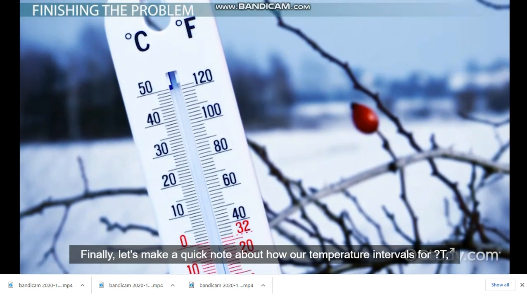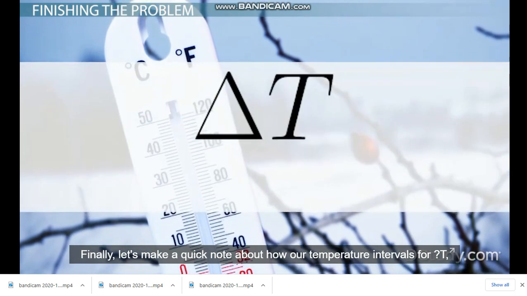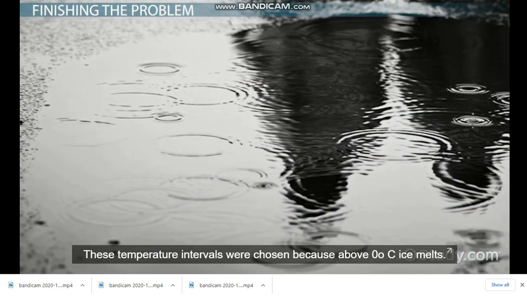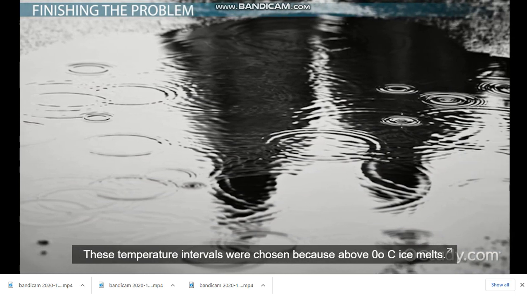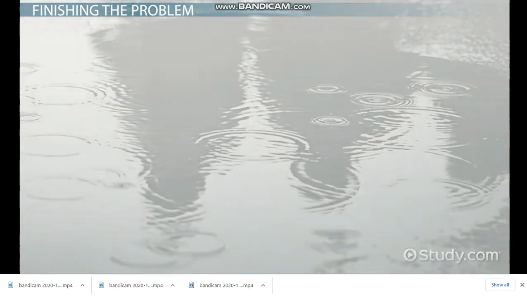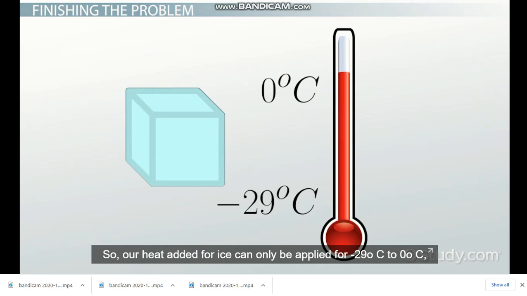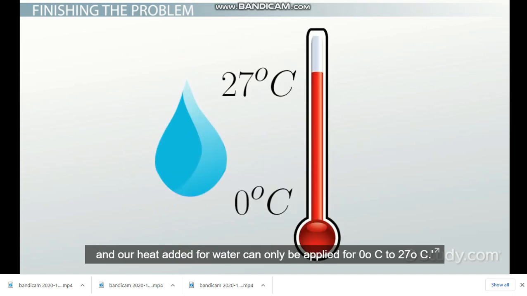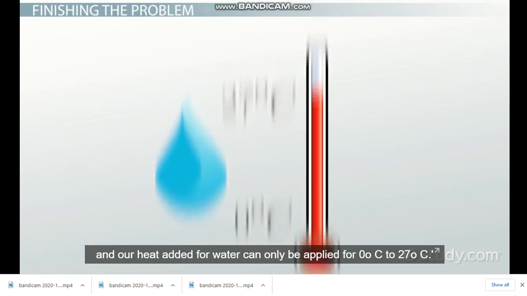Finally, let's make a quick note about how our temperature intervals for delta T, or the final temperature minus initial temperature, were chosen. These temperature intervals were chosen because above 0 degrees Celsius, ice melts. So our heat added for ice can only be applied for negative 29 degrees Celsius to 0 degrees Celsius, and our heat added for water can only be applied for 0 degrees Celsius to 27 degrees Celsius.